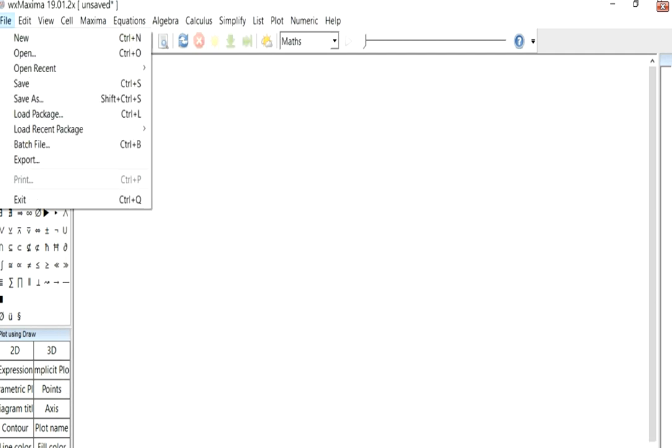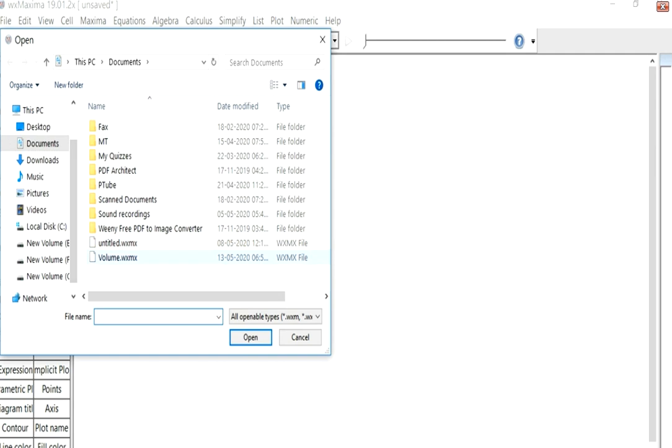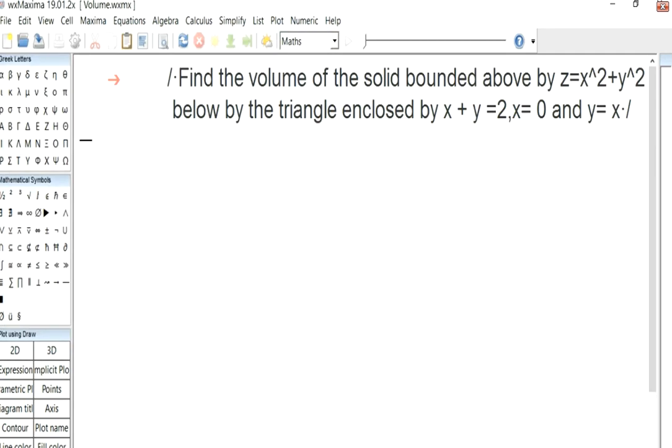Students, first we open the console of wxMaxima. Now, here is a question for you. Find the volume of the solid bounded above by z equal to x square plus y square, below by the triangle enclosed by the lines x plus y equal to 2, the y axis x equal to 0, and the line y equal to x.